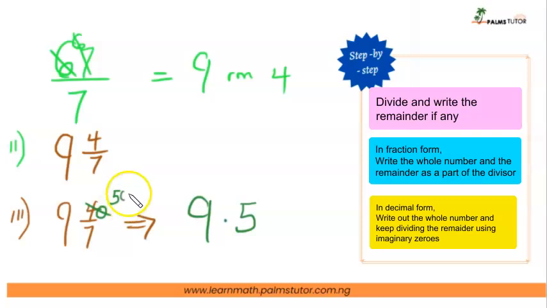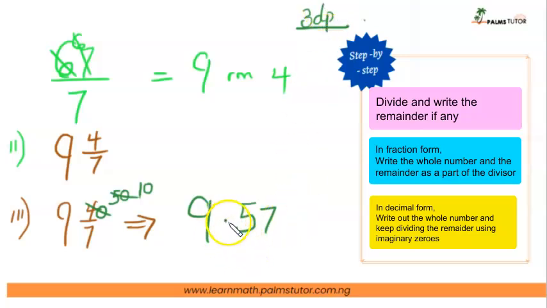Now you add 0 to it again. How many 7s do you have in 50? That's 7, right? Because 7 times 7 is 49. It leaves you with 1. You add 0 to it. Keep doing it until, if it's a decimal, 3 times, 3 decimal places. Because most of the time we leave our answers in 2 decimal places, right? So you may need to go 3 times in case you have to round off, right?